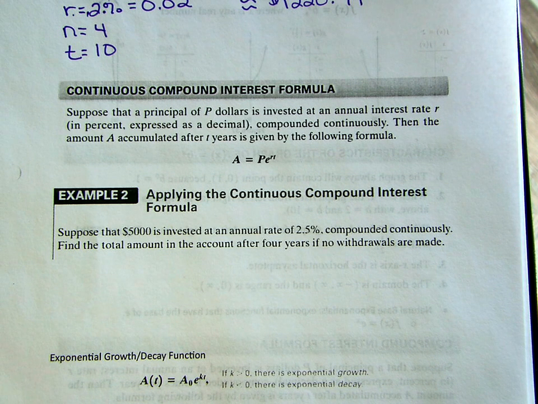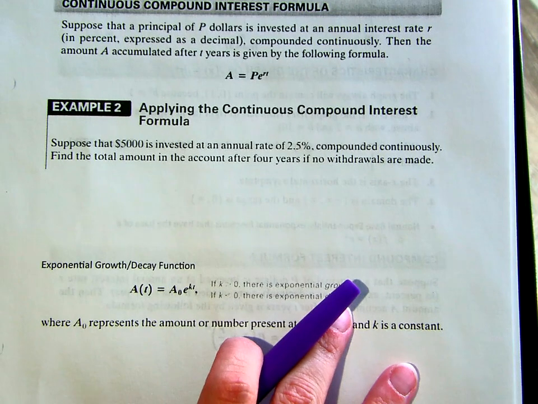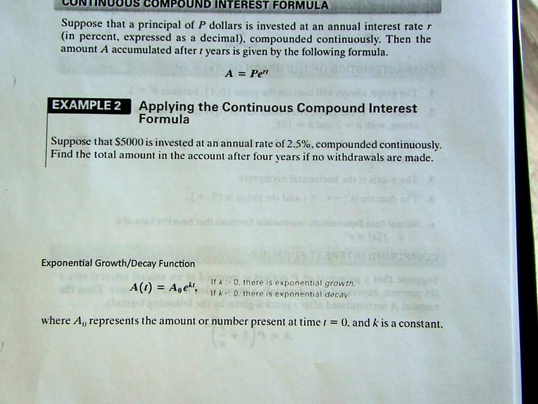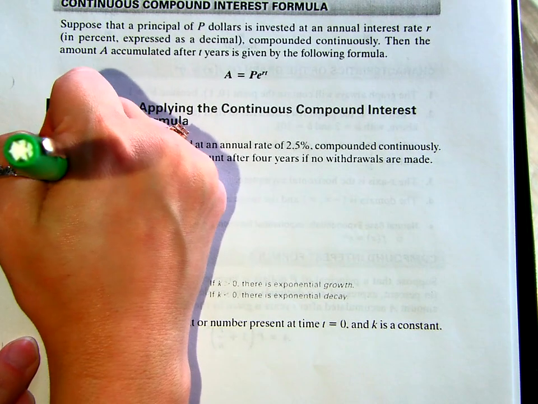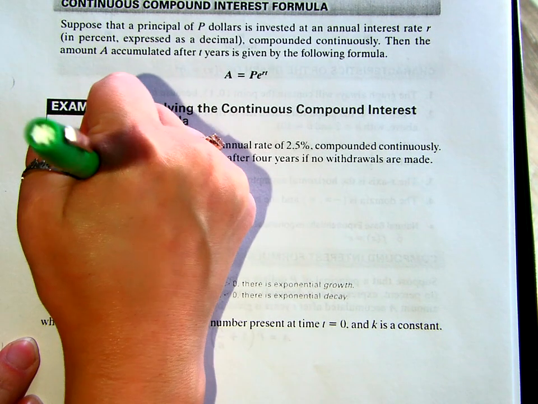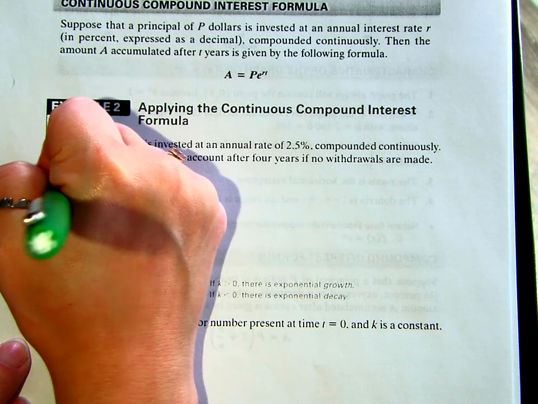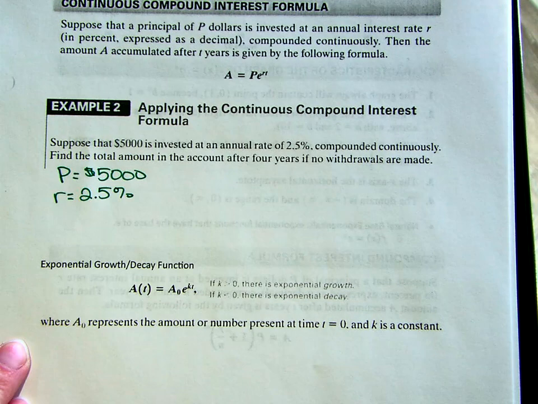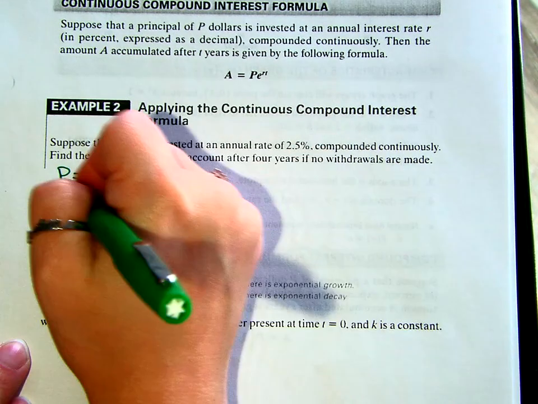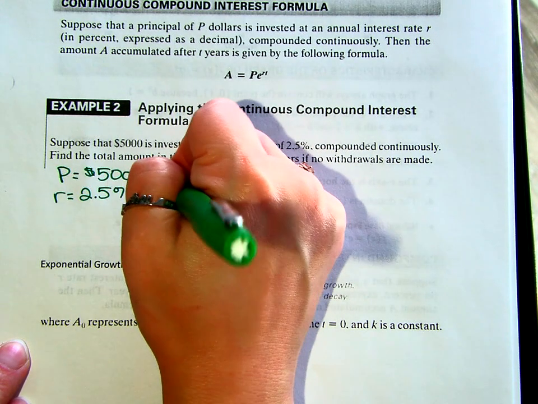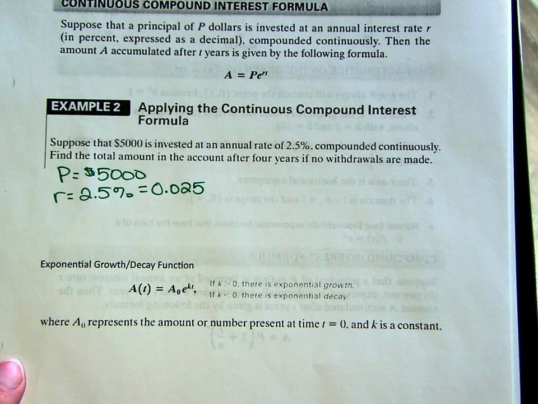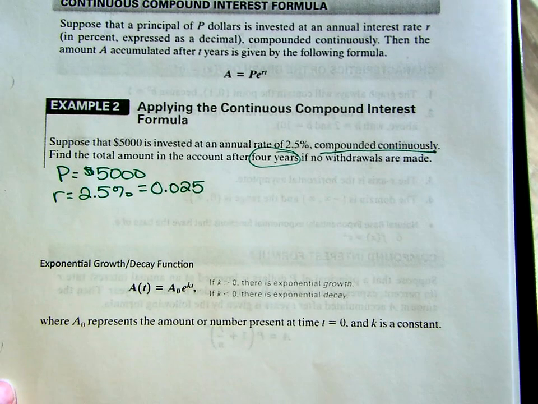So let's look at PERT. Suppose that $5,000 is invested. All right, I'm going to make my list. P equals $5,000 at an annual rate of 2.5%. I'm going to change that to a decimal by bumping to the left 2 spots: 0.025. Compounded continuously, so I'm going to use PERT. Find the total amount in the account after 4 years if no withdrawals are made. So my T is going to be 4.